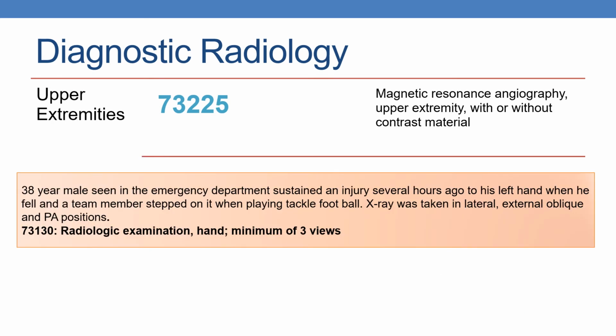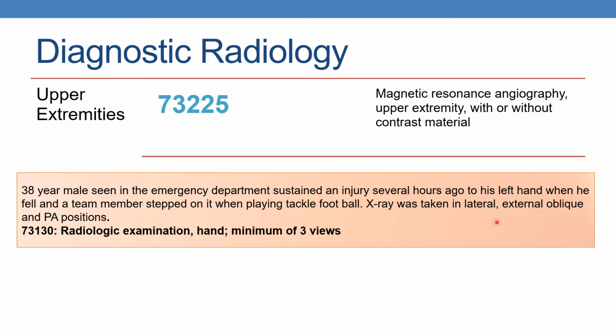Now the final code is 73225, MR angiography upper extremity without or with contrast material. Let us see an example. A 38-year-old male seen in the emergency department sustained an injury several hours ago to his left hand when he fell and a team member stepped on it when playing tackle football.